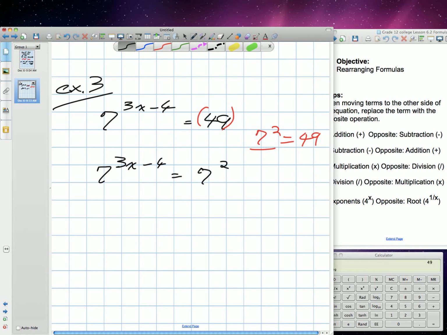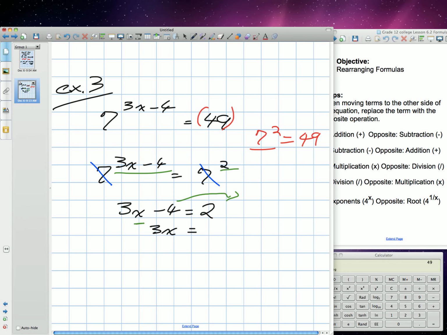So now the equation reads 3x minus 4 is equal to 2. What we did there is we just took the exponents and we created an equation out of them. Now, this is something we've been used to doing. We have to isolate for x. So I'm going to move 4 to the other side of the equation. We're going to get 3x is equal to 2 plus 4, which is 6. And then I have to divide both sides of the equation by 3 in order to isolate x. x is equal to 2.